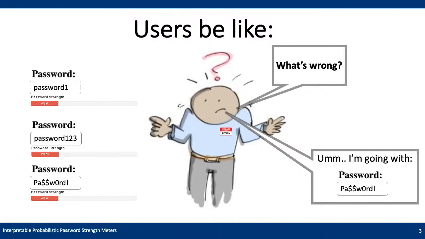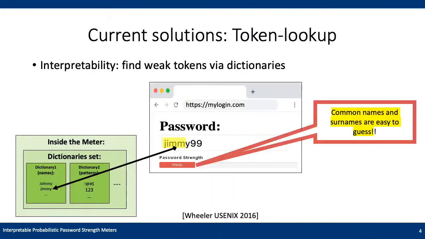Therefore, to better assist the user in the composition process, password meters must rely on additional feedback mechanisms that are aimed to help the user to improve the chosen password. Currently, these mechanisms are extremely simple.